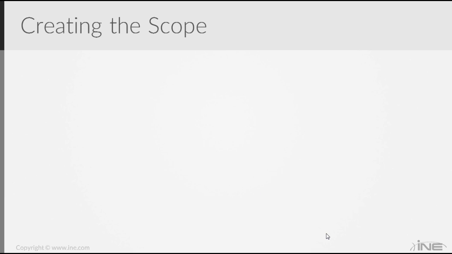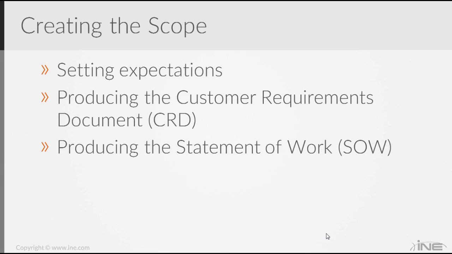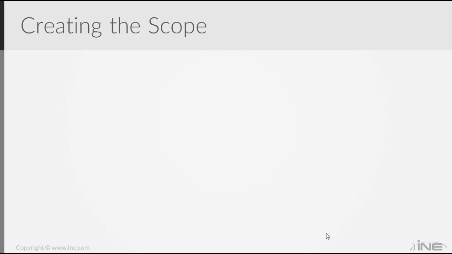Let's talk about creating the scope for your design. Now, as part of creating the scope, you want to set expectations appropriately for the design and end result. As part of gathering requirements, you'll be producing a customer requirements document, or CRD. You'll also be producing what's known as a statement of work, or SOW. Let's dive into a bit more about what these mean.